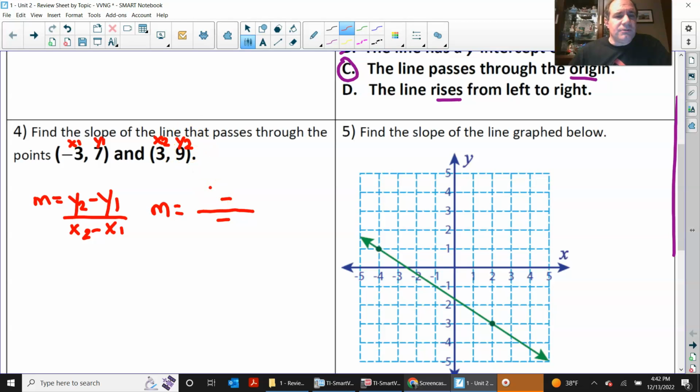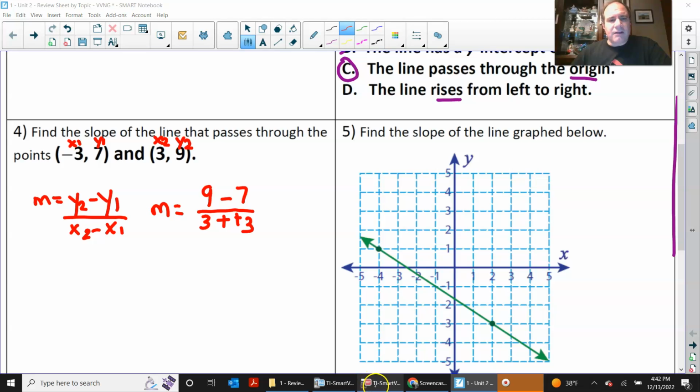So my y2 I labeled as 9. The minus sign comes from the formula itself. The y1 is 7. Then you have x2, which is 3, minus sign from the formula itself, and then a -3. Remember what we said in class. The 2 negatives, the minus a negative is a positive. Just go ahead and change it right there.